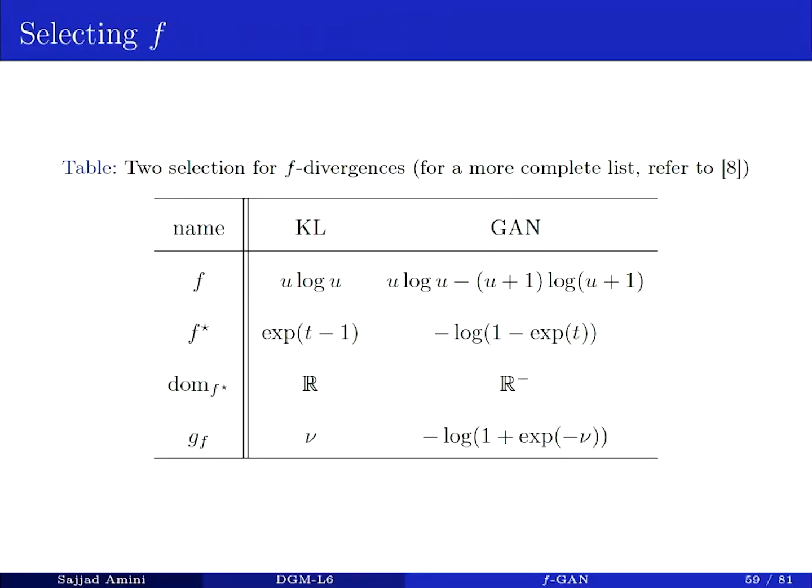Okay. But there are lots of samples for f and f star, and you can check them in this reference. And there are different f-GANs based on these options for f. These are just two that are near to our discussion, but you can find several of these f functions in the reference mentioned here.